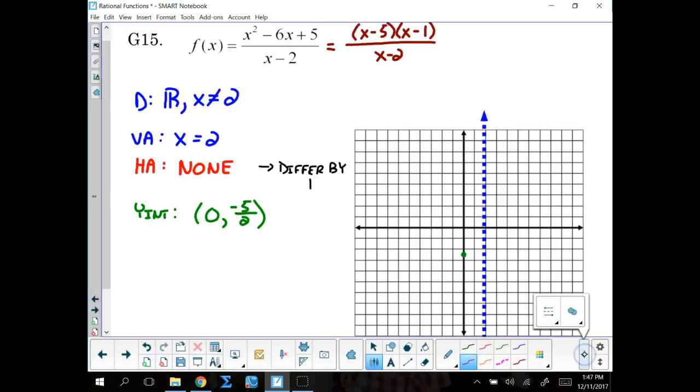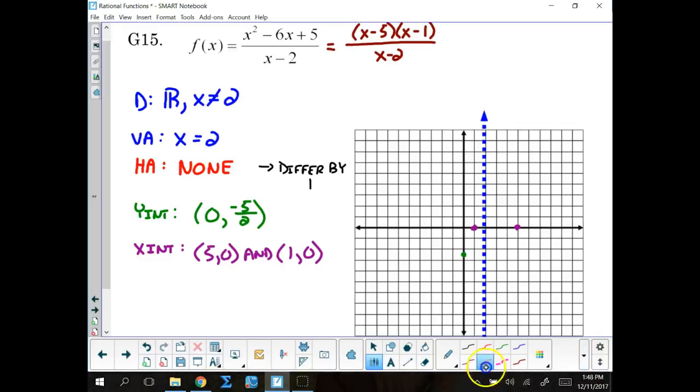X-intercept tells me to take the numerator and set it equal to 0. Well, that's going to be x minus 5 equals 0. So that's going to be (5, 0). And set x minus 1 equal to 0. That's going to be (1, 0). 2, 3, 4, and 5.